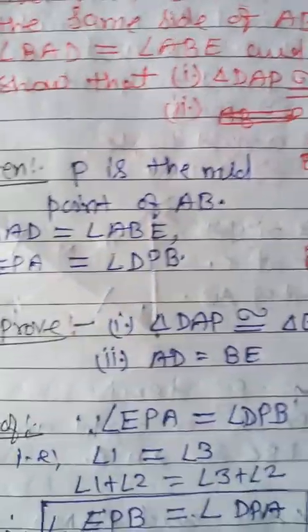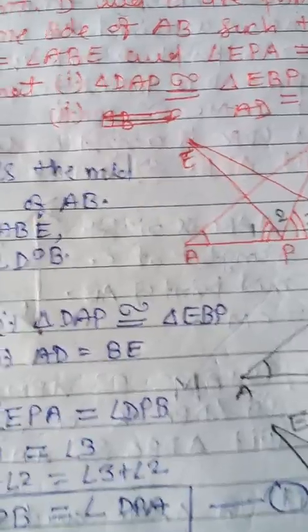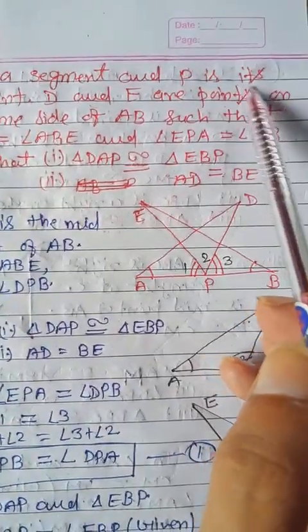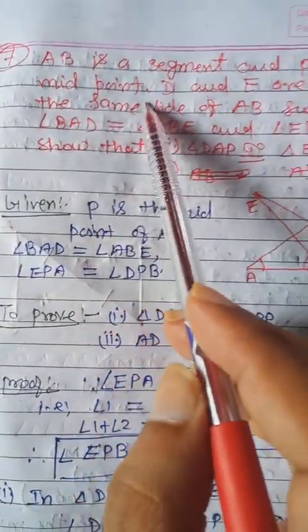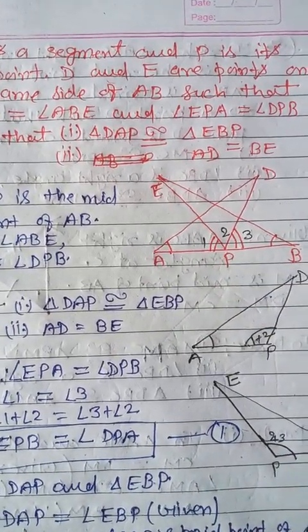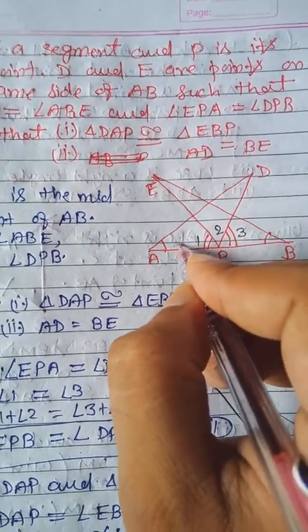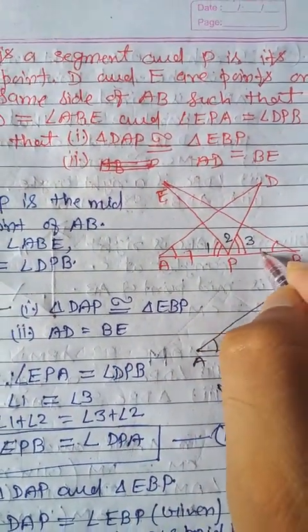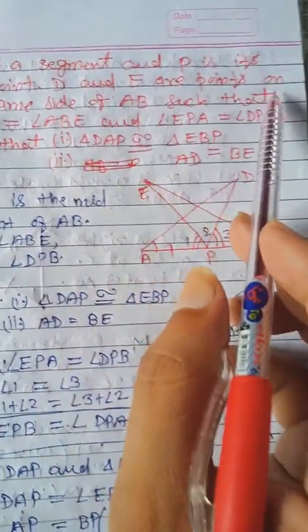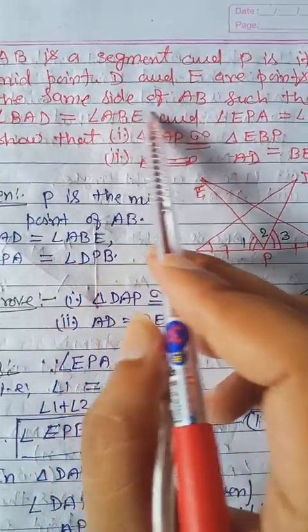Now next question is question number 7. AB is a segment and P is its midpoint. AB एक सेगमेंट है जिसमें P एक मिड पॉइंट है. P जब मिड पॉइंट होगा तो AP is equal to BP, and D and E are points on the same side of AB.